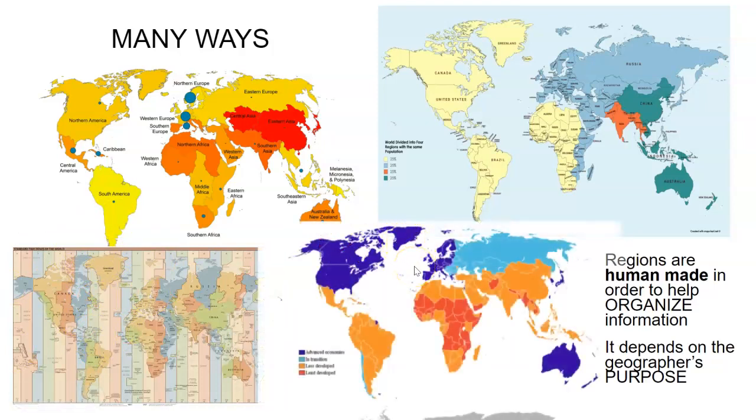You might do it by economics. So this is more advanced economies, the blue, and then less advanced economies are the red. So again, it depends on the geographer's purpose. So if you put purpose in the blank and realize that regions are human made. Okay, so there's really not a wrong way, and it's to help geographers organize information when we're solving those problems. So you can just jot that down in your notes as well.